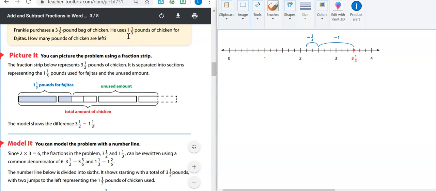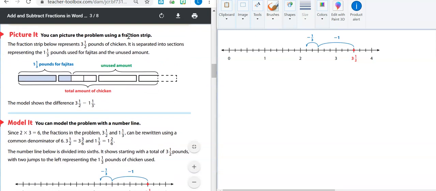So let's go ahead and read our explanation below. Below, they have pictured with fraction strips. And it says you can picture the problem using a fraction strip. The fraction strip below represents 3.5 pounds of chicken, and it is separated into sections representing the 1 and 1/3 pounds used for fajitas and the unused amount.